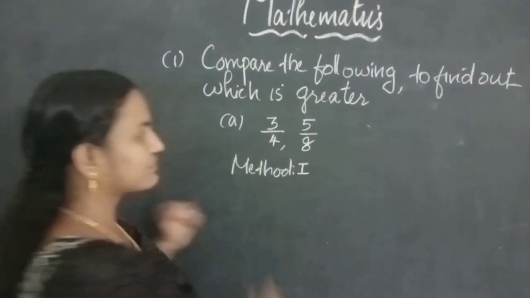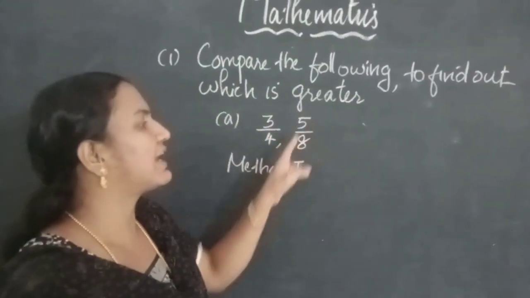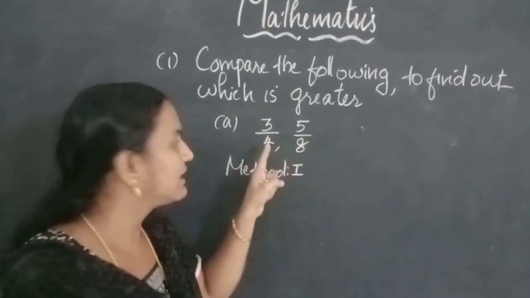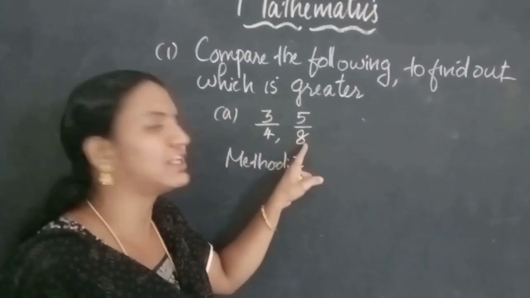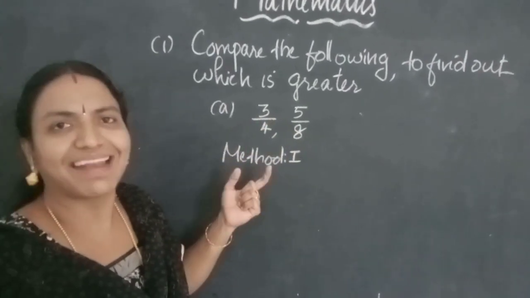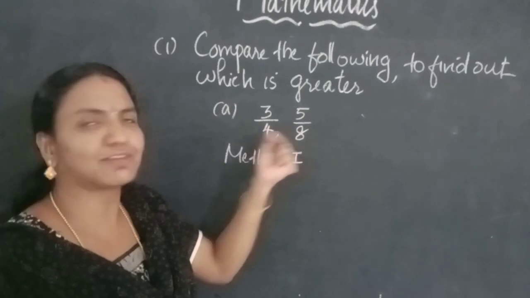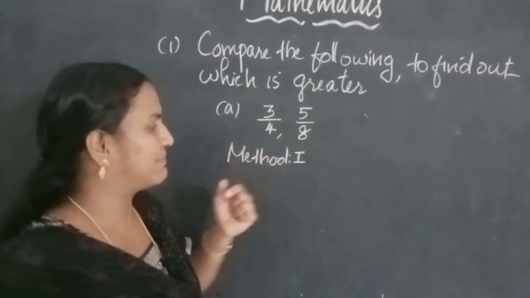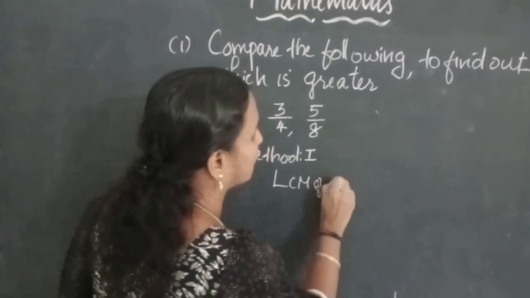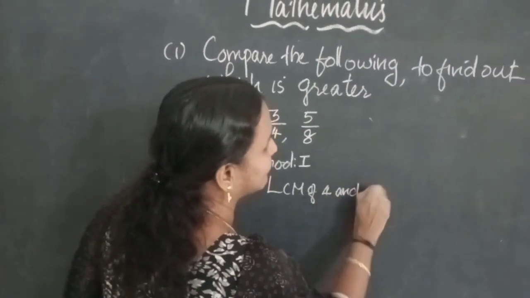Here 3 by 4 and 5 by 8 are unlike fractions because the denominators are different. First denominator 4, second denominator 8. They are unlike fractions. First convert them into like fractions. So the method is we have to find the LCM of 4 and 8.